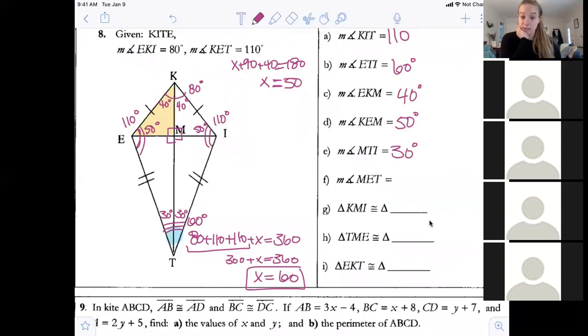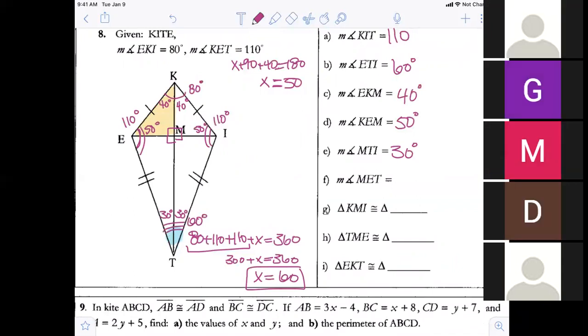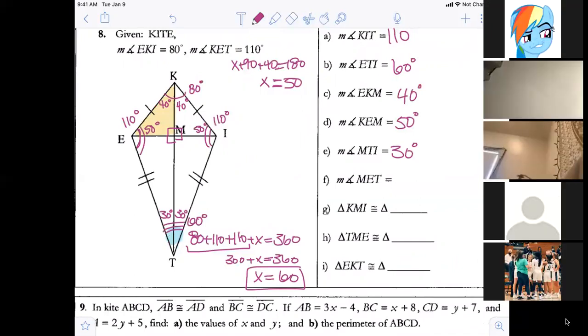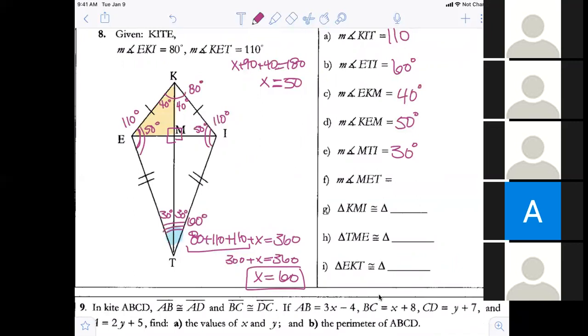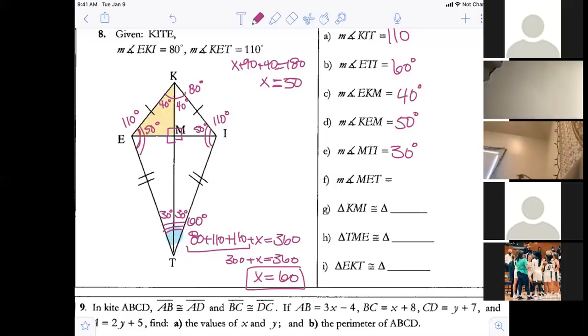The only angles that we have left are MET or MIT, whichever one you want to find. MET is the one that we ask for. What are we thinking for that? Got some people I haven't heard from. What are we thinking, guys? 50. Where'd you get 50? Or 60. Oh, where'd you get 60 from, Silas?